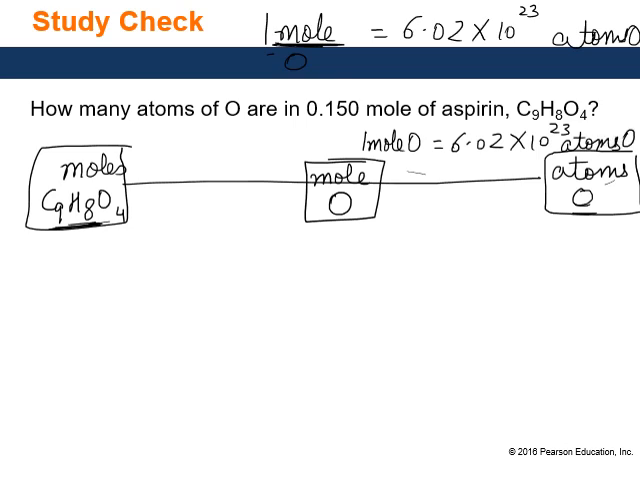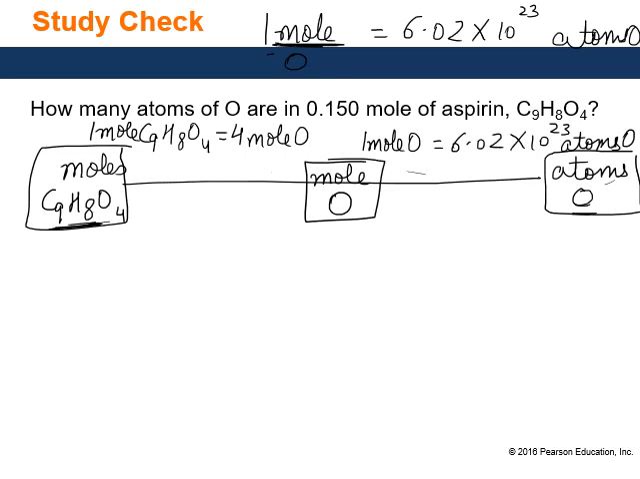What about this though? I need a relationship between moles of this and moles of this. 1 mole of C9H8O4 has how many moles of oxygen? 4 moles of oxygen. So I can use this to convert moles of molecule into moles of oxygen, and then I can use this Avogadro number to go to atoms.